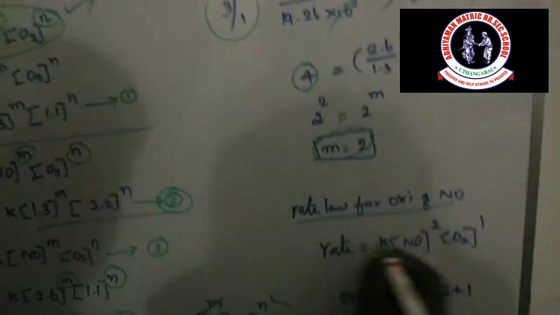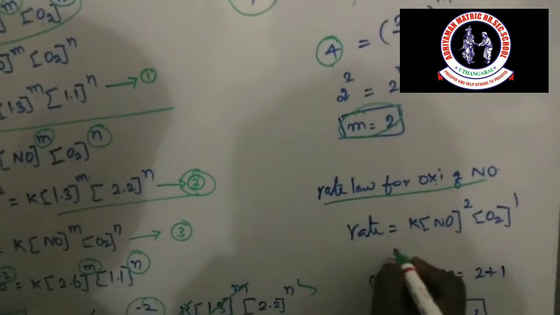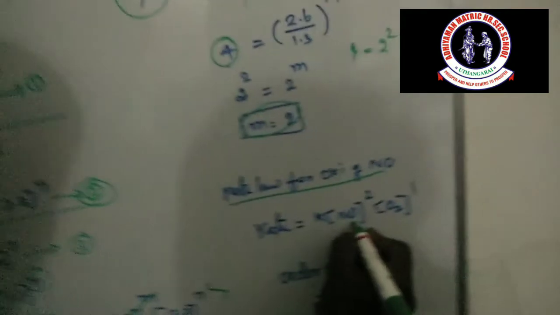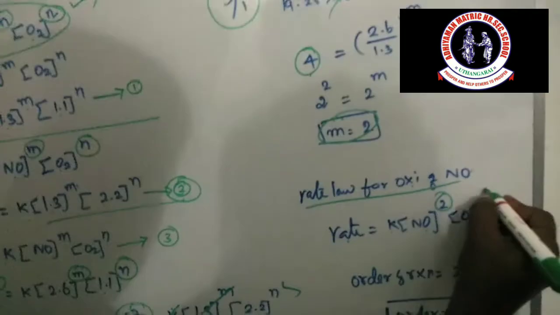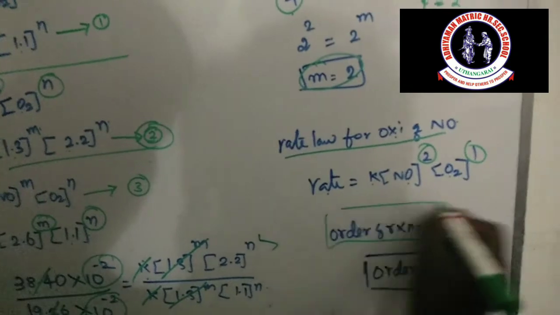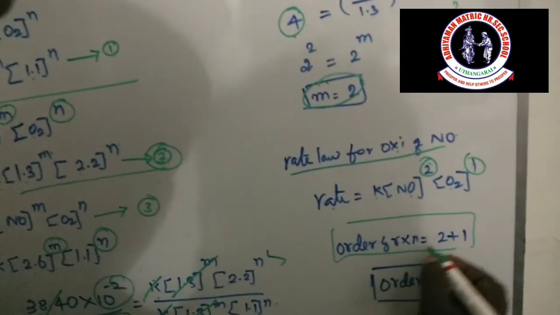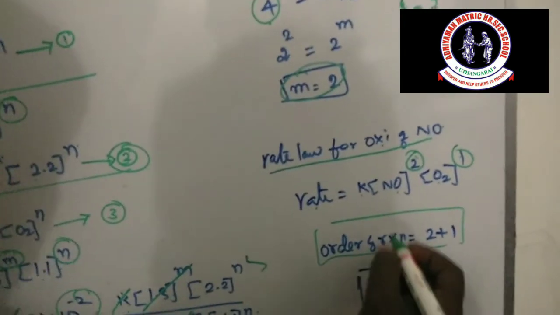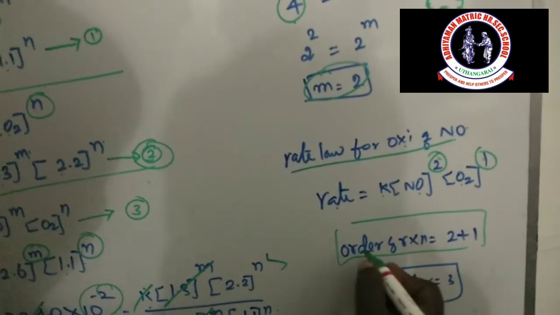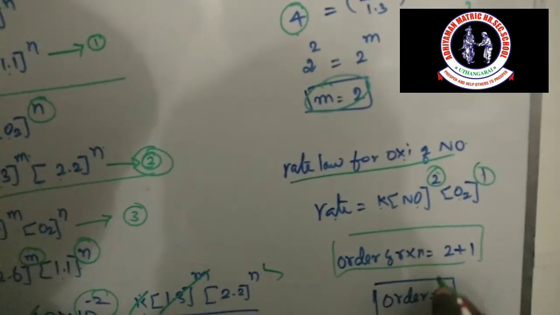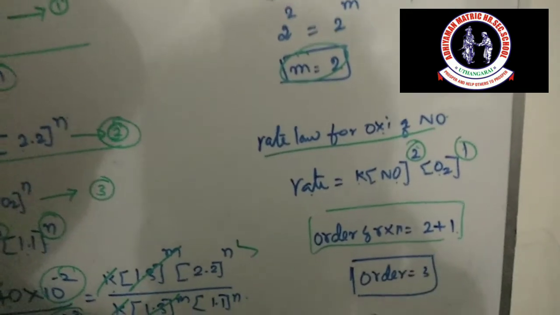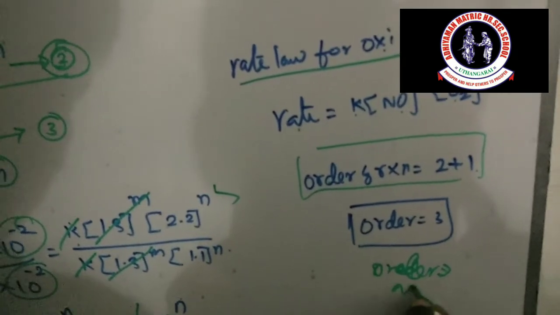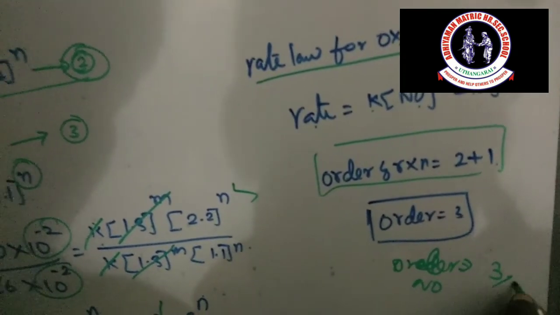So from this, the rate law for the oxidation of nitrogen monoxide is: rate is equal to K into concentration of NO squared into oxygen to the power 1. So the net result, the order of the reaction, is equal to 2 plus 1, because the order of the reaction is nothing but the sum of the exponential powers of the concentration of reactants. So the order of the reaction of nitrogen monoxide is equal to 3, a third order reaction.